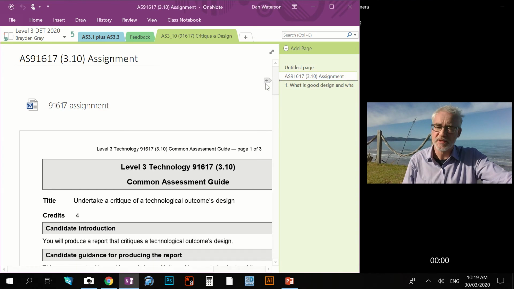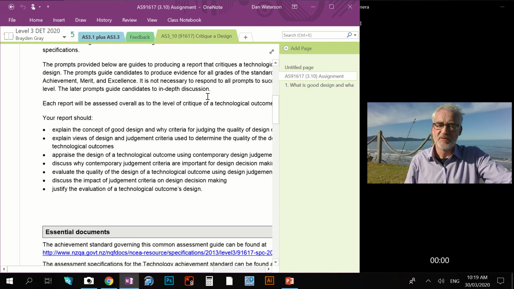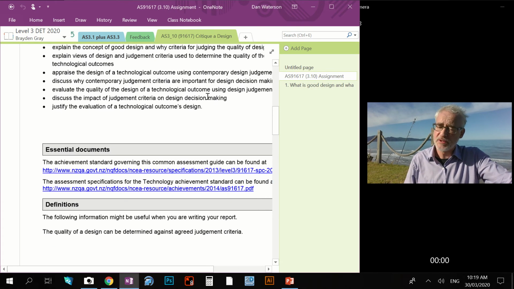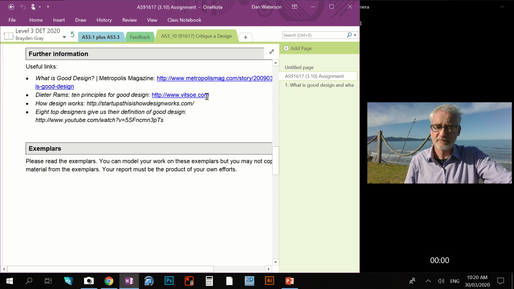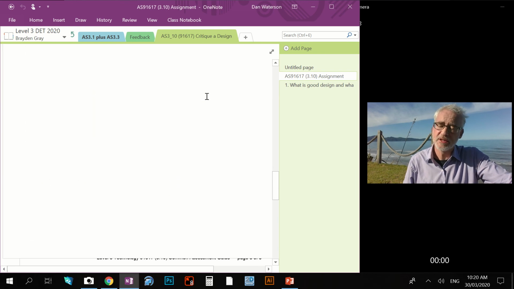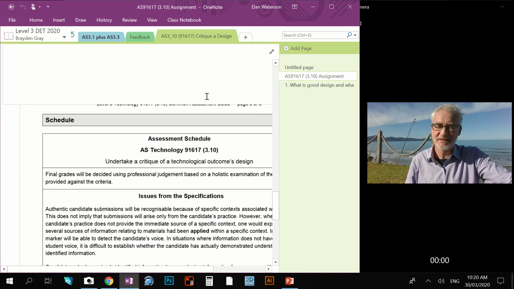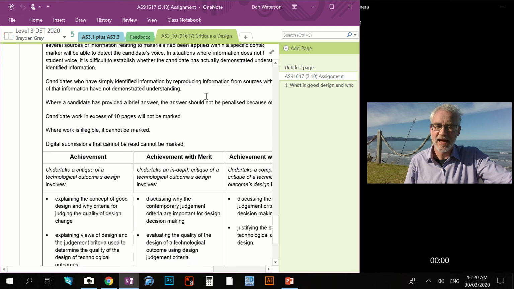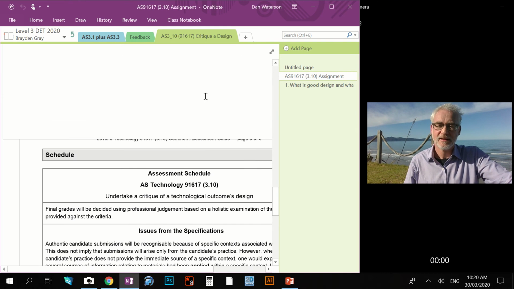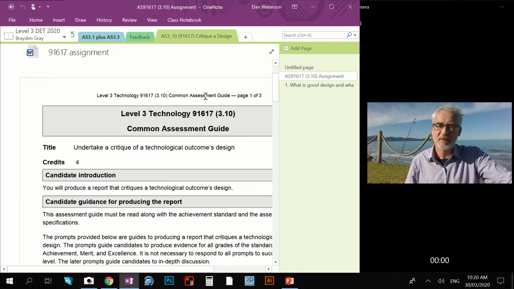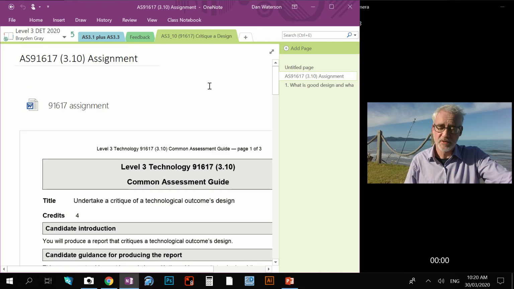So the first task we're going to do today is to read through this assignment. It gives you lots more detail than I gave you in the introductory clip. It tells you where to find the exemplars. It gives you some web page links that might be worth looking at. And it gives you the assessment criteria once more. It's not very long, two pages, maybe three pages long. Won't take you too long to read.